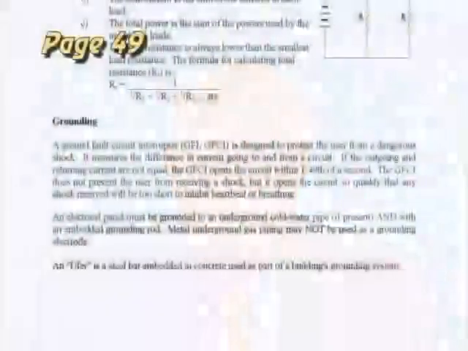Looking at grounding toward the end of the page there. Grounding is an important safety device. Let me have you underline the very first sentence here. A ground fault circuit interrupter, a GFI or GFCI, is designed to protect the user from a dangerous shock.